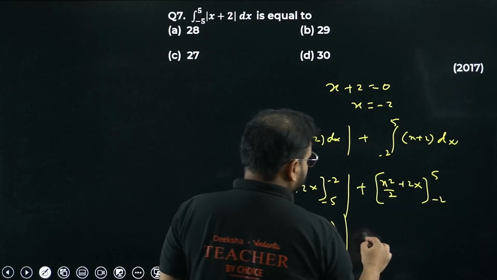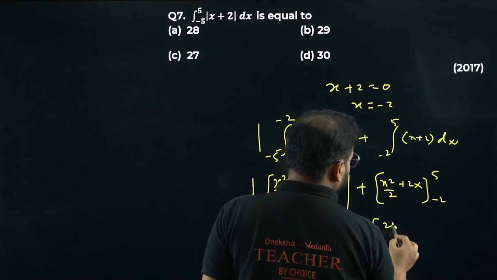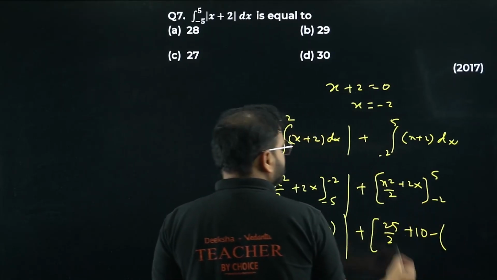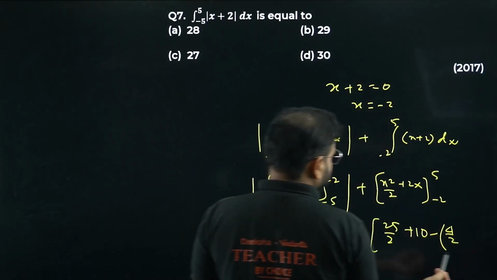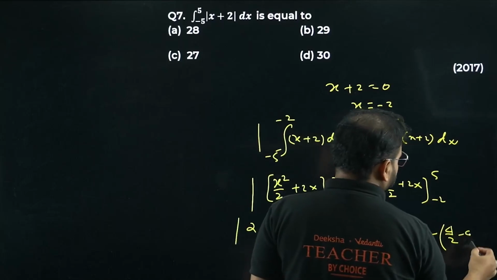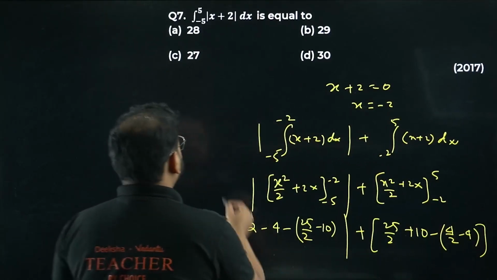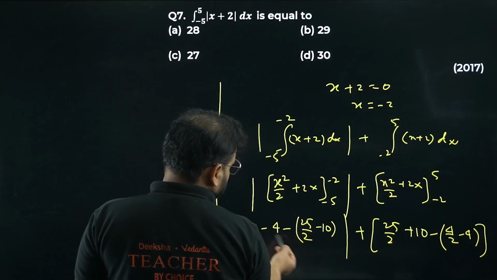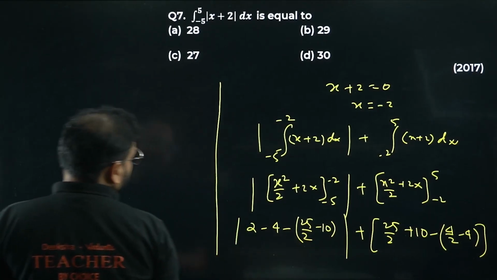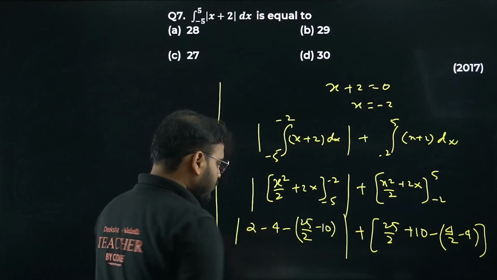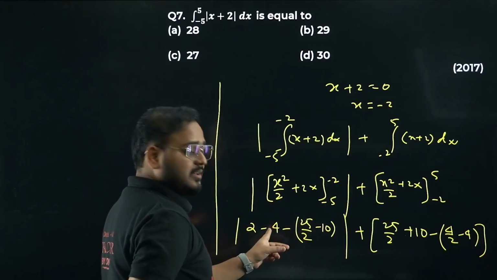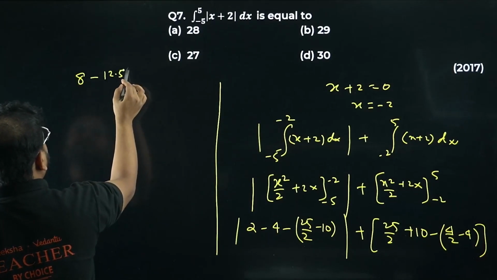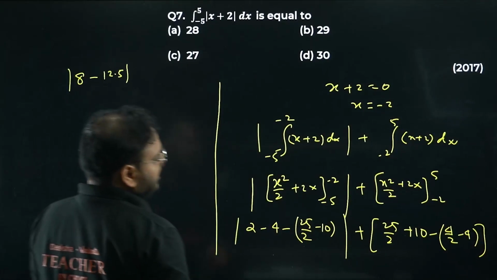Next part for this condition, same way we're going to proceed with this also. 25 by 2 plus 10, 5 I'm putting here upper limit, minus lower limit you'll put minus 2 square is going to be 4 by 2, which is basically 2 only, and we'll have minus 4 one more time. Please check. So I can simplify this. What I'm getting here, 2 minus 4 is minus 2, and I get plus 10, so 8, right? 8 minus 12.5. So I'll get plus 8 minus 12.5, okay, this is in the modulus. All right, another case, please check.